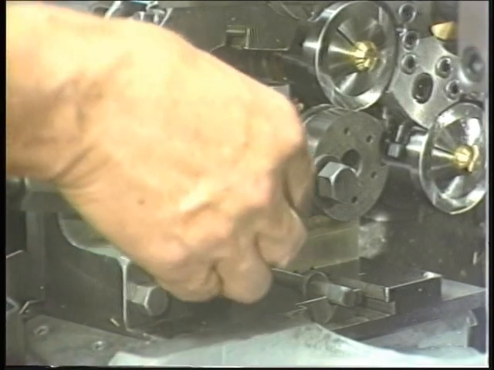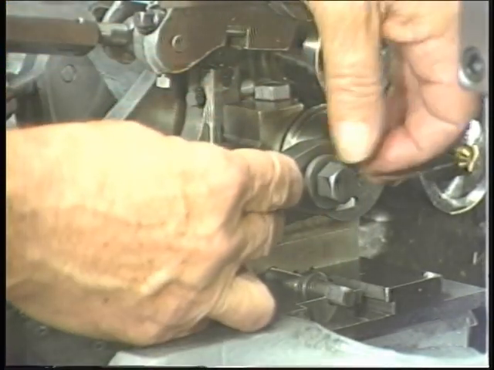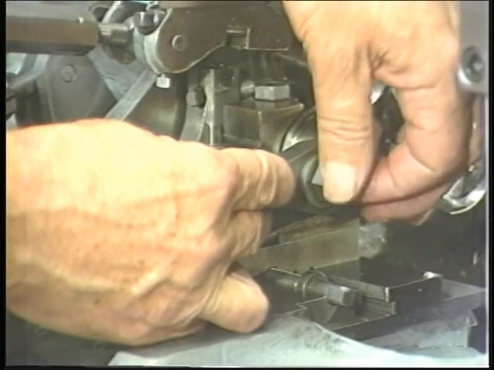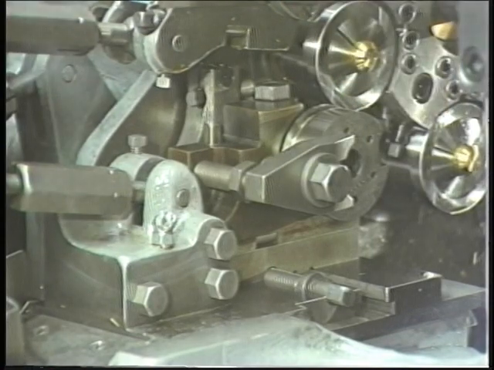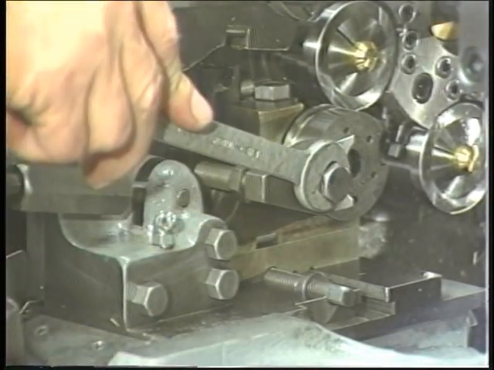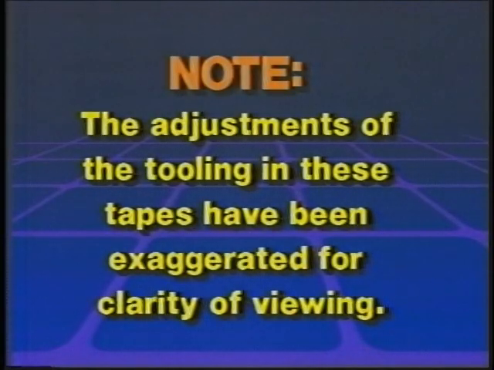Then insert the tool clamp under the tool clamp bolt so that the tool clamp presses against the jack bolt and the side of the tool. Snug up the tool clamp bolt against the tool clamp. The bolt should be just snug. Do not tighten. Note, the adjustments of the tooling in the following tapes have been exaggerated for clarity of viewing.